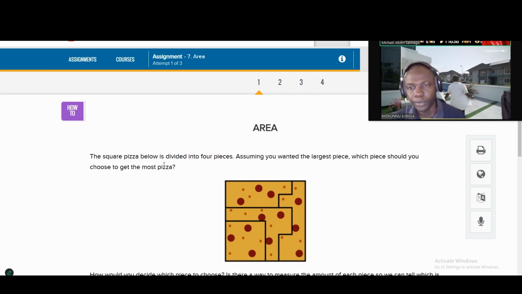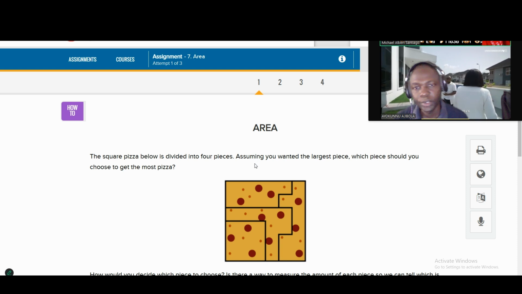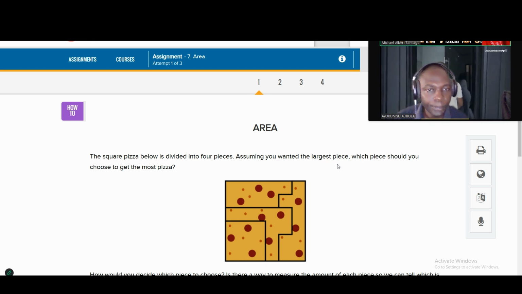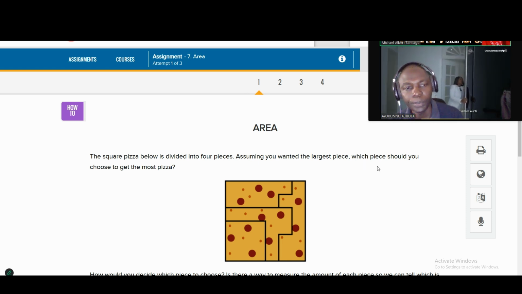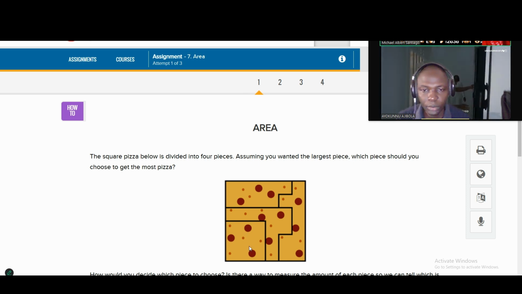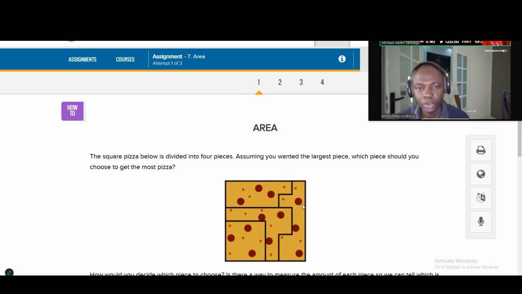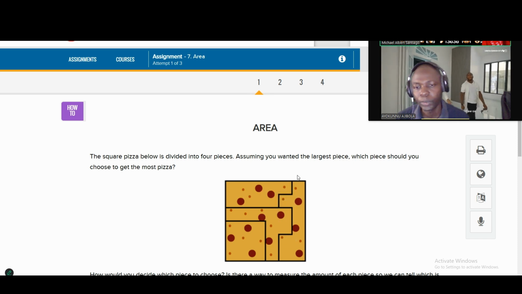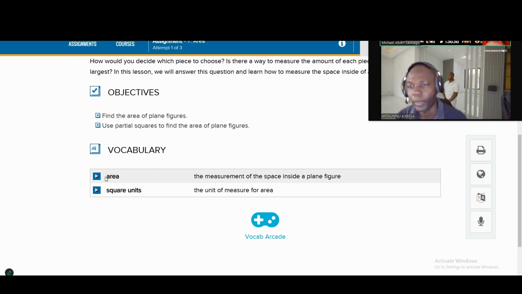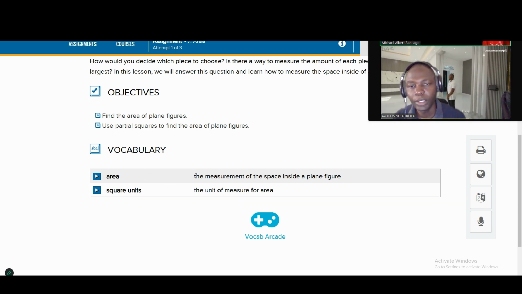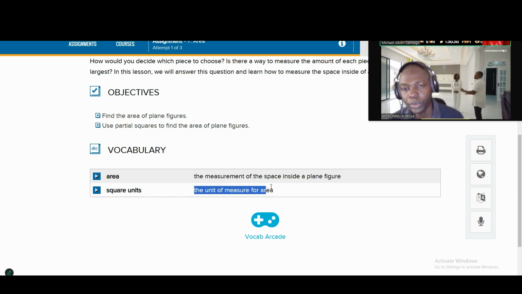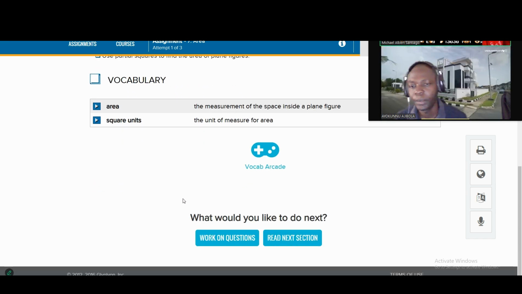The square pizza below is divided into four pieces. Assuming you wanted the largest piece, which piece would you choose to get the most pizza? Is it going to be this part or this one at the top or this one or this one? And that is where the area comes in, okay? So area is the measurement of the space inside a plane figure. Square unit is the measure for the area.